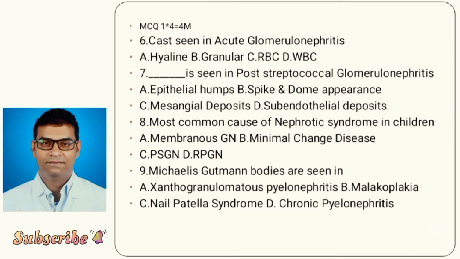Next question. Dash is seen in post-streptococcal glomerulonephritis. Option A, epithelial humps. Option B, spike and dome appearance. Option C, mesangial deposits. Option D, subendothelial deposits.